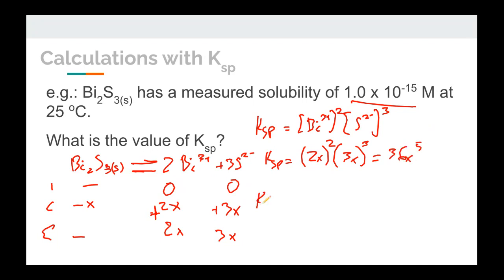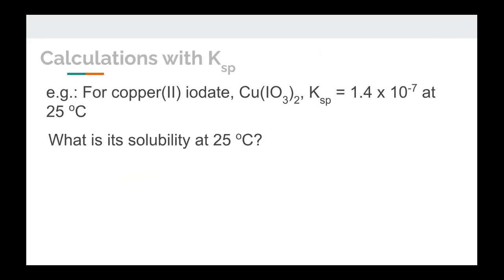So what's our Ksp? It's 36 times 1 times 10 to the negative 15th raised to the 5th power, which ends up being 3.6 times 10 to the negative 74th. It's a very small number, which means this stuff does not dissolve very well in water before it reaches dynamic equilibrium.